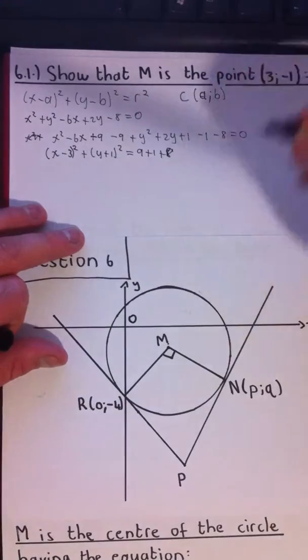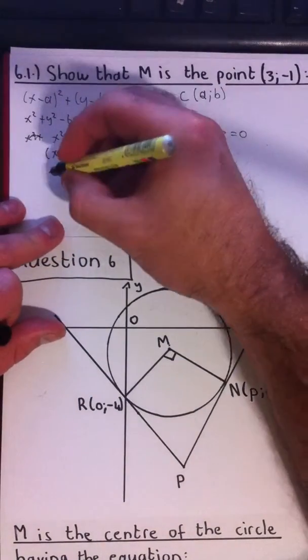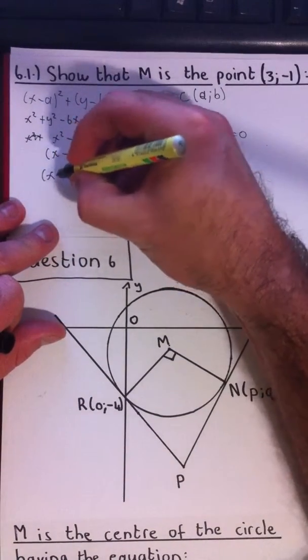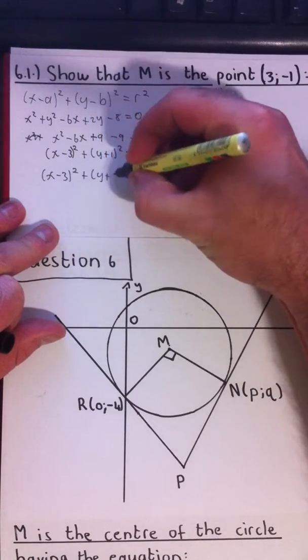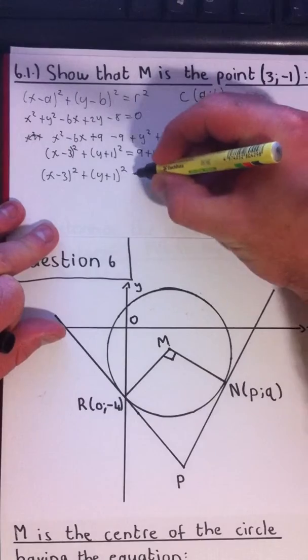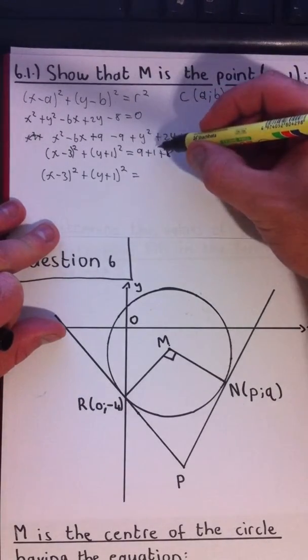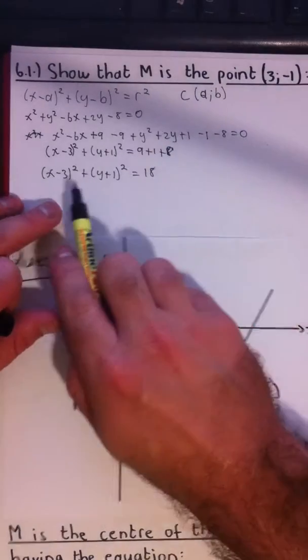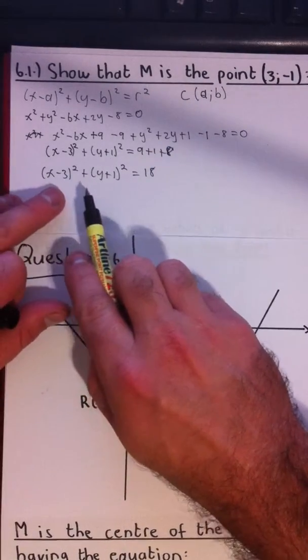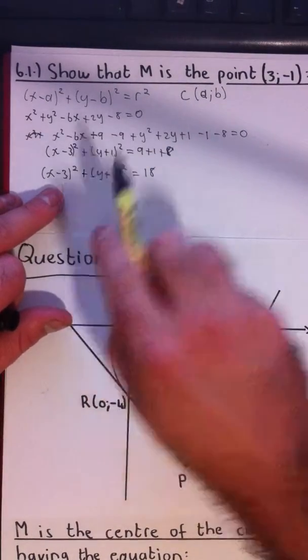Okay, ooh, that's an ugly 8. So now we're left with the final equation of (x minus 3) squared plus (y plus 1) squared is equal to 9 plus 1 is 10, plus 8 is 18. And there you go. So now we can see that the center of the circle will be A and B.